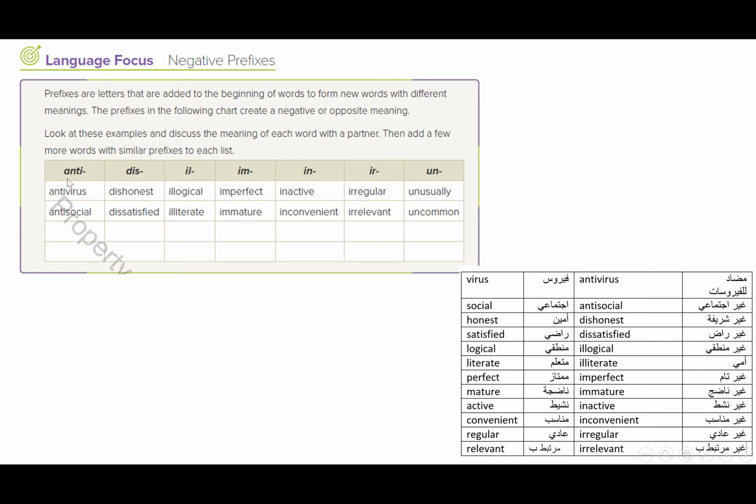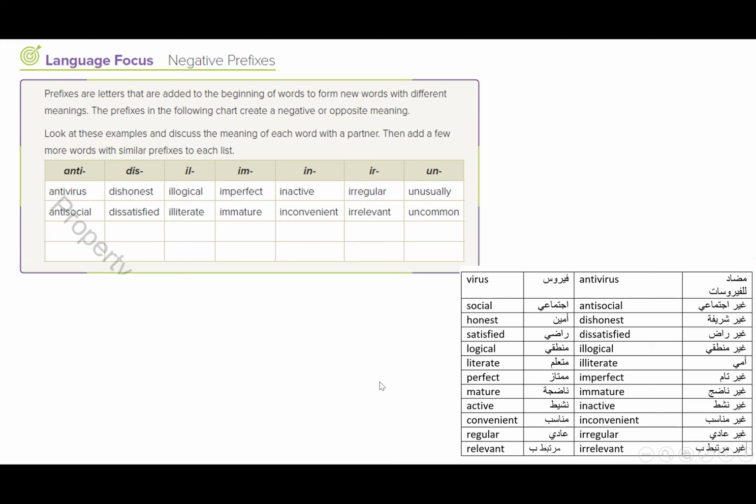This, for example, here antivirus, antisocial, dishonest, dissatisfied, illogical, illiterate, imperfect, immature, inactive, inconvenient, irregular, irrelevant, unusually, uncommon. Here in the table, عندكم هنا في الجدول, أنا كاتب الكلمة and the opposite باستخدام ال prefix يعني virus, antivirus, social, antisocial, honest, dishonest, satisfied, dissatisfied, logical, illogical, literate, illiterate, perfect, imperfect, mature, immature, active, inactive, convenient, inconvenient, regular, irregular, relevant, irrelevant.